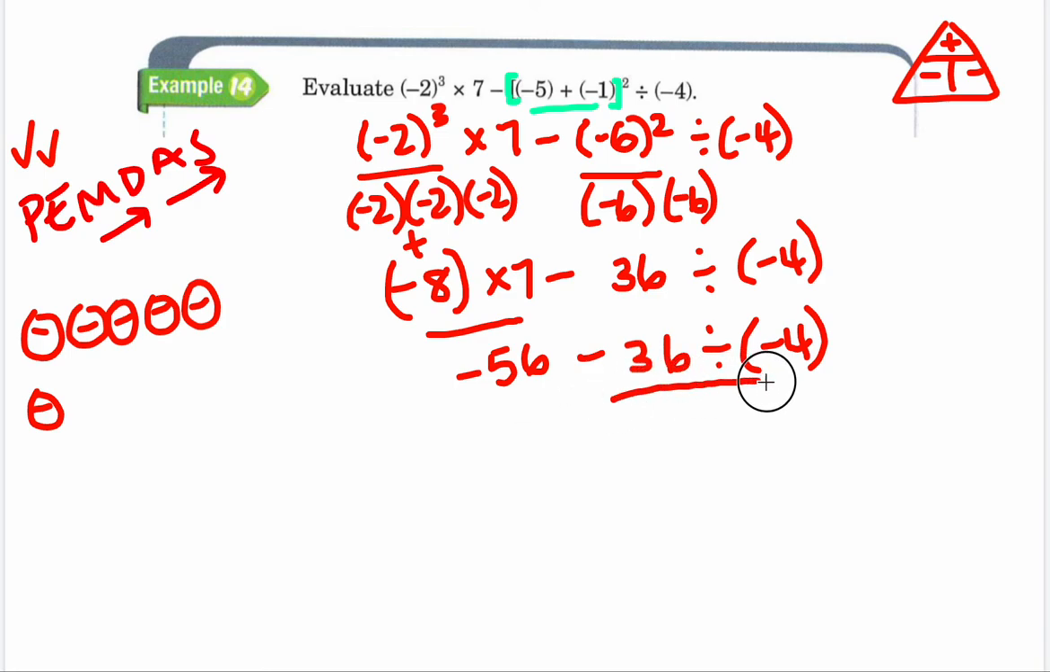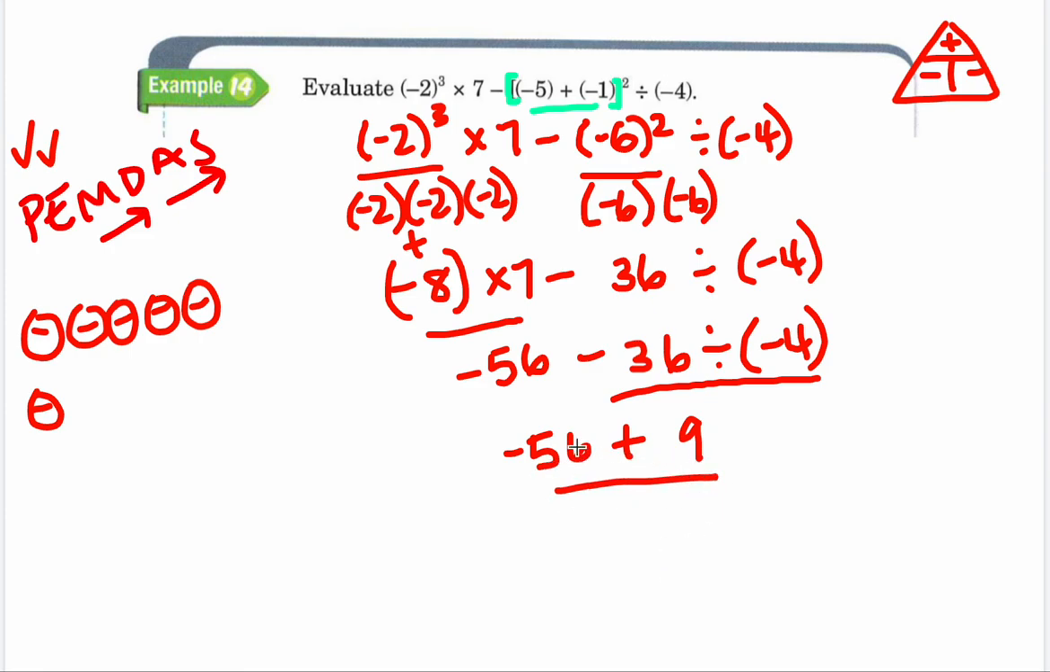Okay, I see a division now. Let's do this one. -56, I didn't touch. -36 divided by -4 now. So this 36 divided by 4 is typically, if they're positive, a 9. But now we have 2 negatives. Negative times negative is positive. Okay, so, and we are missing a sign here, so we'll make it into an addition because it's positive.